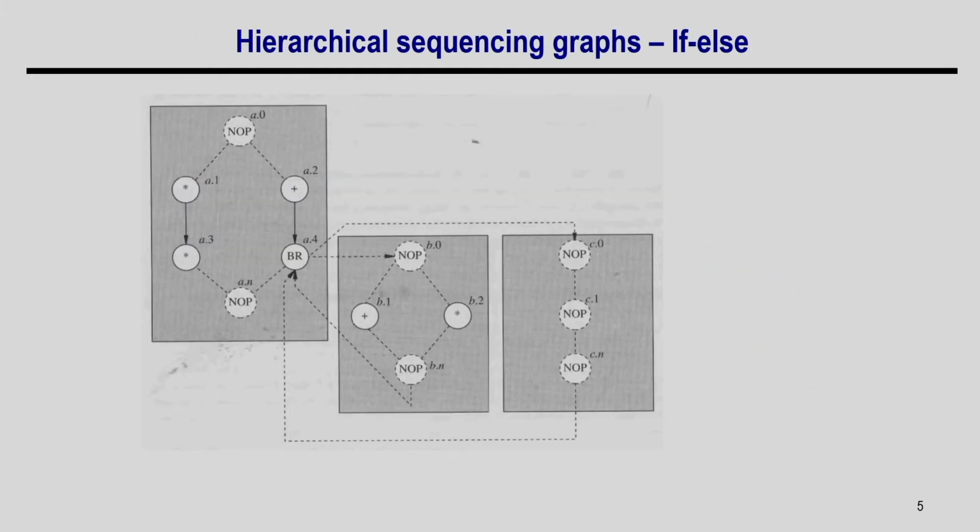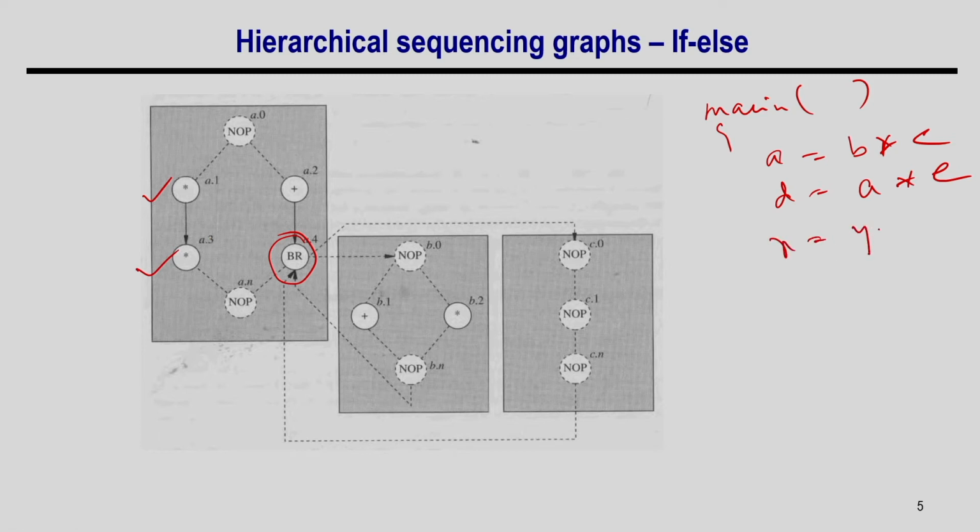So, now if else is also similar. You have a main function, and then suppose there is an if else call here, right. If I just try to map this into a realistic code, it is like this, similar to the previous code that I have: a equal to b star c, this is this operation, then d equal to a star e, right. So, this is this operation, and then x equal to y plus z, this is this operation, and then suppose I have a function call, right.